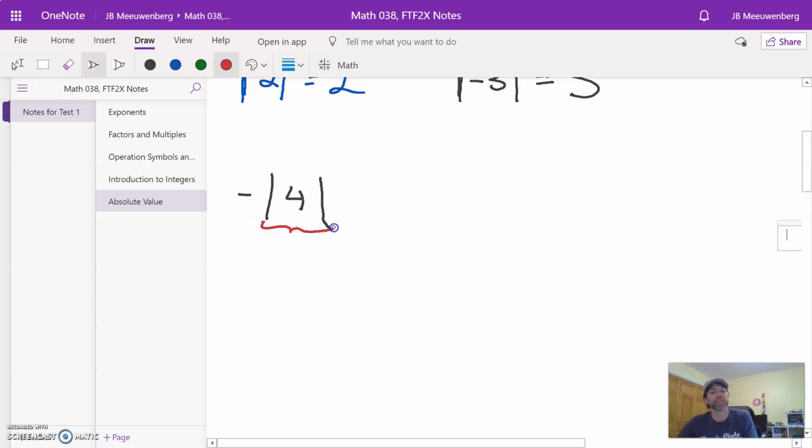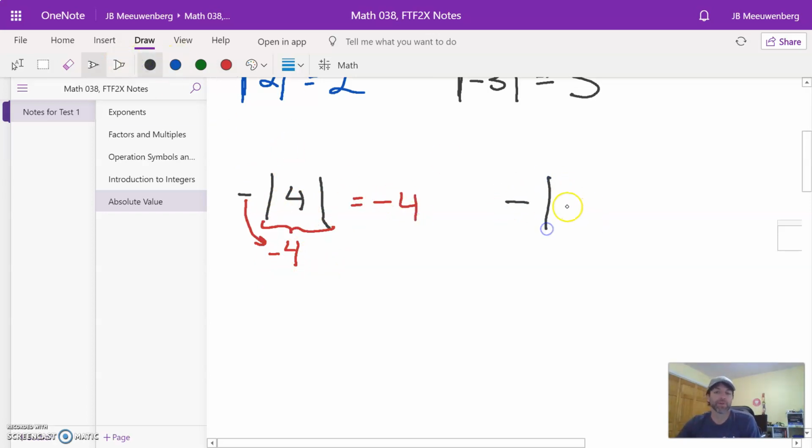There's something to do here. Take the absolute value of 4, which we just said was 4. But the negative is on the outside, so it kind of comes along for the ride. So we say that this would have a value of -4. Well, what if we have this?